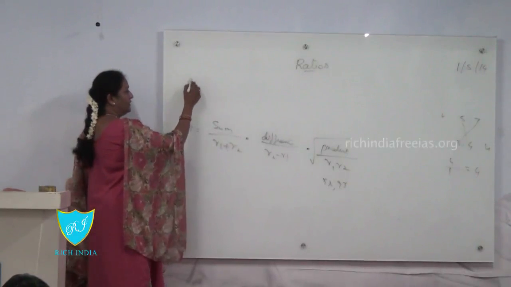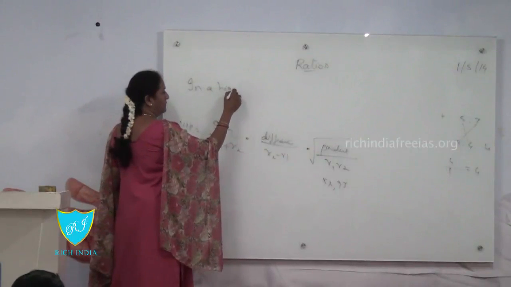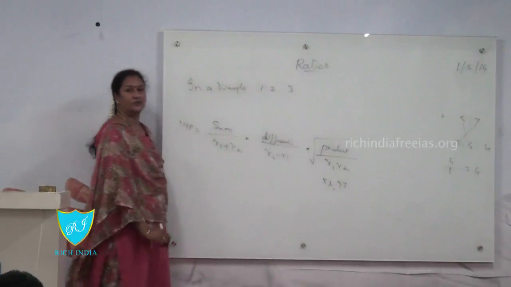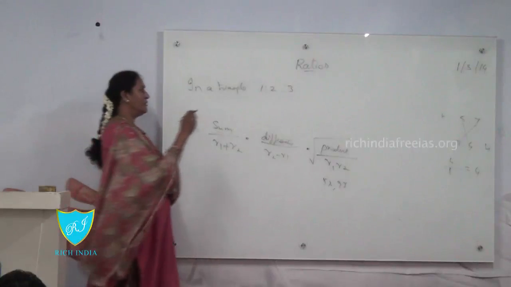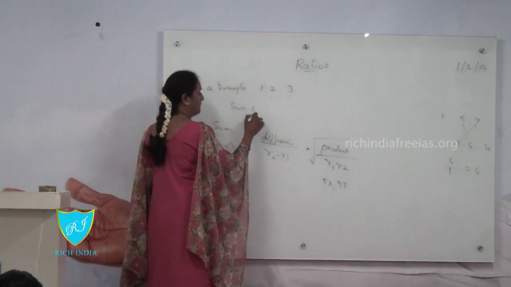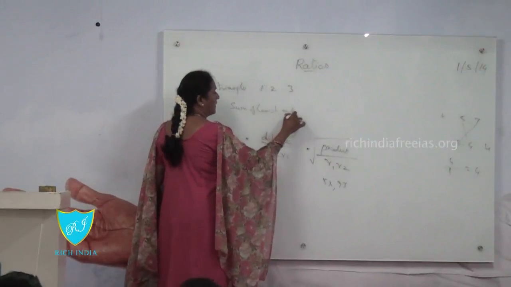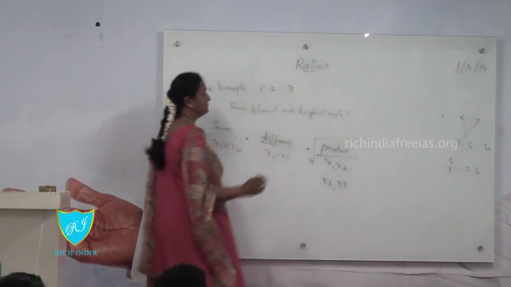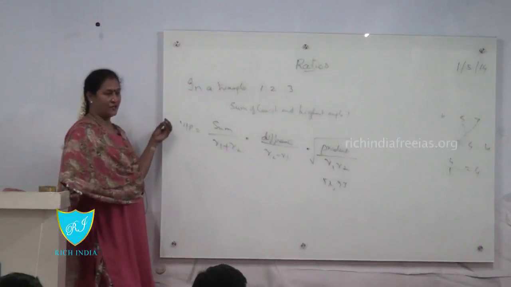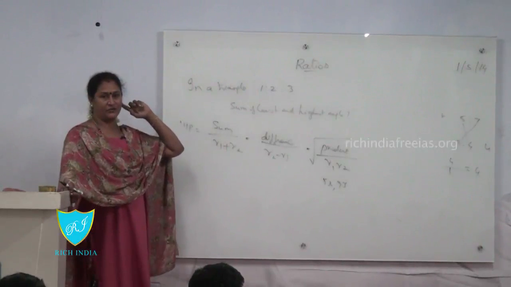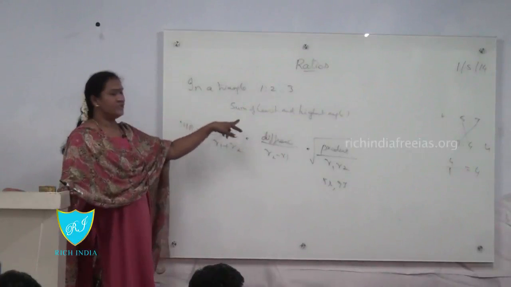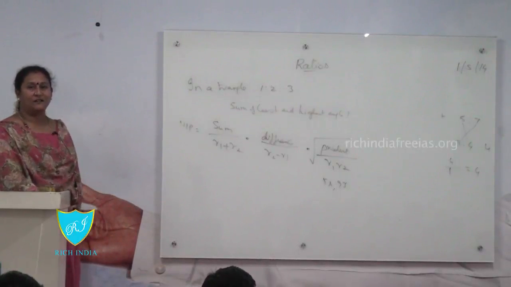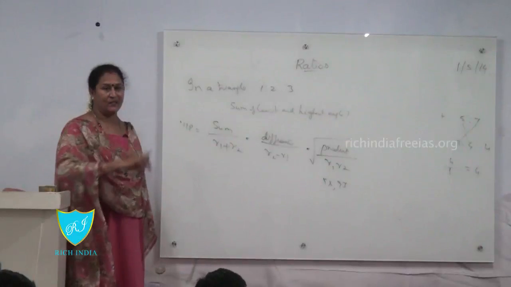Say for example in a triangle, angles are in the ratio 1:2:3. What will be sum of least and highest angle? Say for a triangle, angles are in the ratio 1:2:3. What is the sum of the least and the highest angle? But triangle கொடுத்தா total sum of angles என்ன இருக்கும் 180.